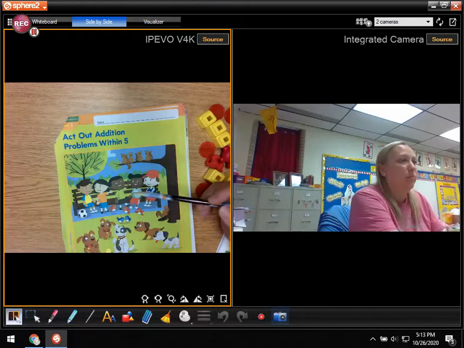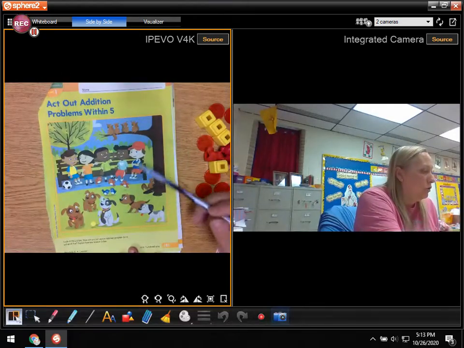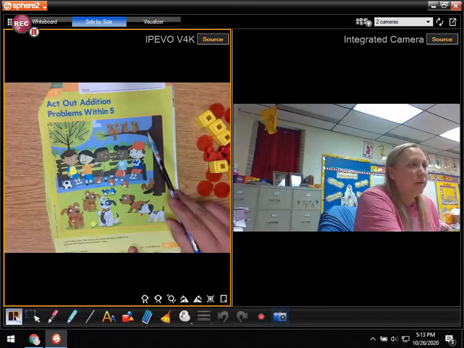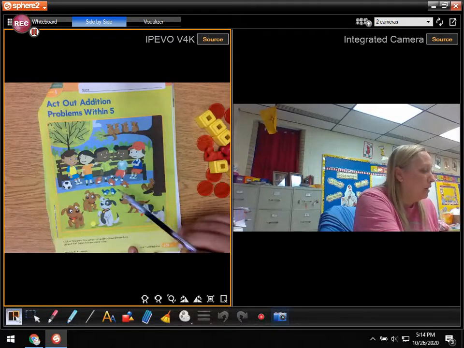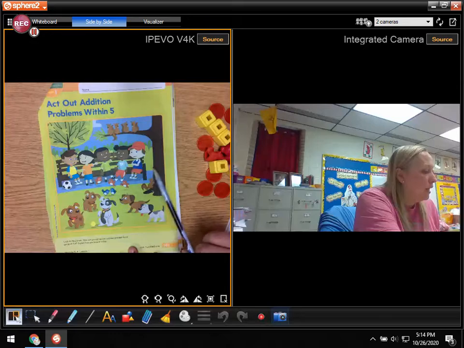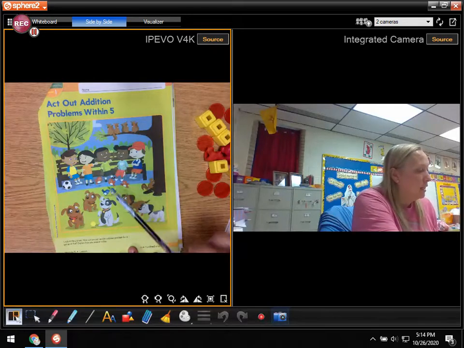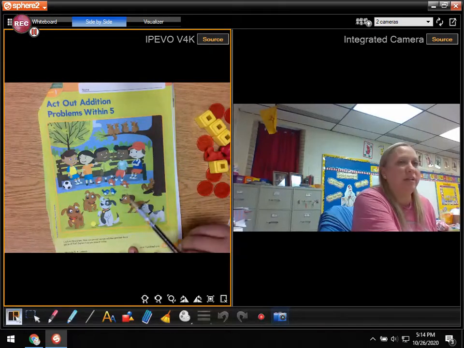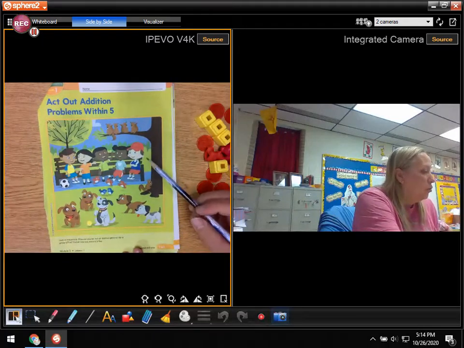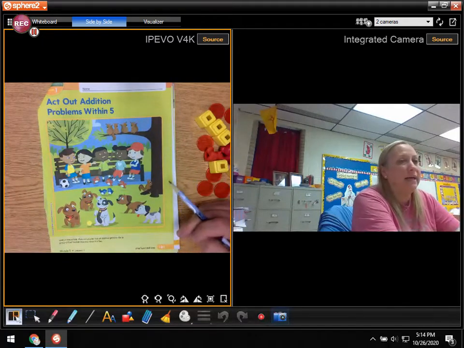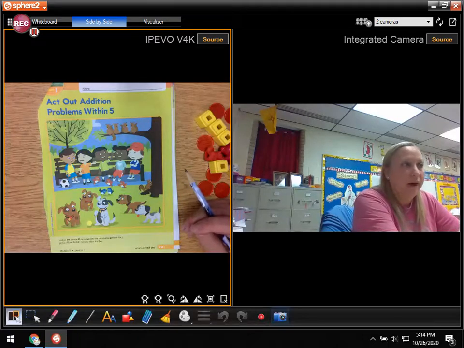You guys see a bunch of stuff going on in this picture, don't you? There's some squirrels up here and there's one down here. There's some puppies everywhere. There's some birds flying, some kiddos sitting in a park bench, and it looks like they're just having a good time, right? All right, so let's look. We want to act out problems within 5.